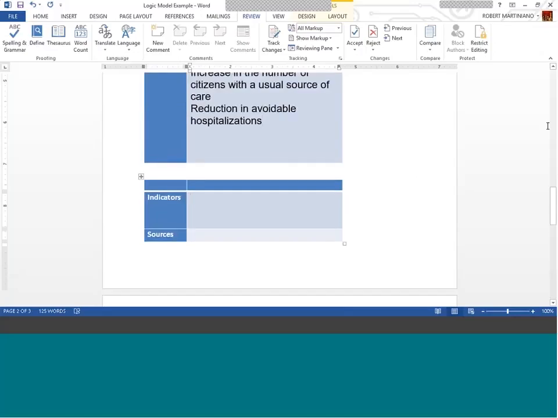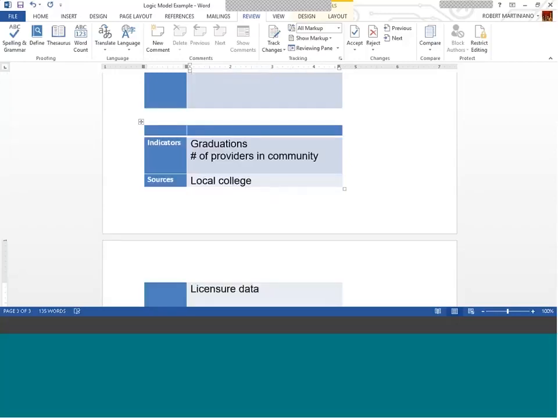But again, as you can see, I can use the outcomes now and say, actually, the next step would be indicators. So I could argue that my indicator would be graduations, my source would be the local college. Another indicator could be the number of providers in a community, and I could use New York State licensure data. And then if I really wanted to get ambitious, I could talk about an increase in usual source of care, and I could use BRFSS for this.